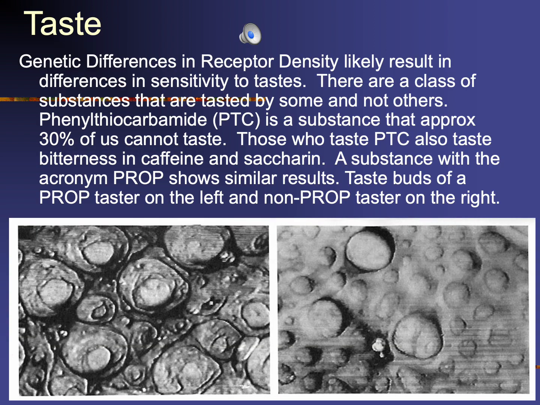One thing that has been discovered is that we have some genetic differences in the responsivity of different taste buds, different taste cells, to different substances. And here's one area that's been covered pretty extensively. This substance, PTC, is a substance that approximately 30% of us can't taste at all. And people who do taste it also taste bitterness in caffeine and saccharin. Saccharin is another sugar substitute.